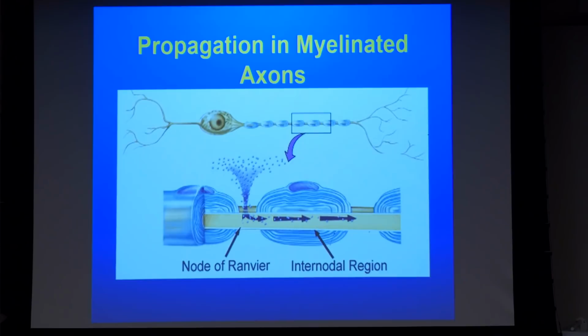That we didn't have to spend all that energy sequentially sopping up the negative charge on the inside of the membrane. We could now, because of the lack of charge here, move the potential rapidly from this node to the next.